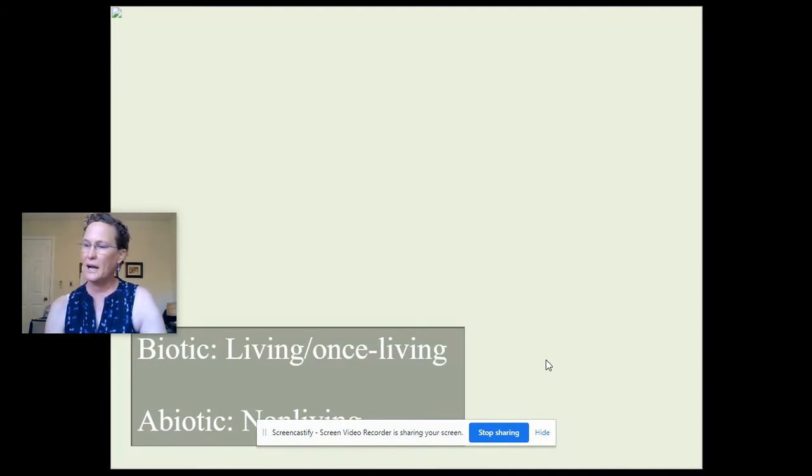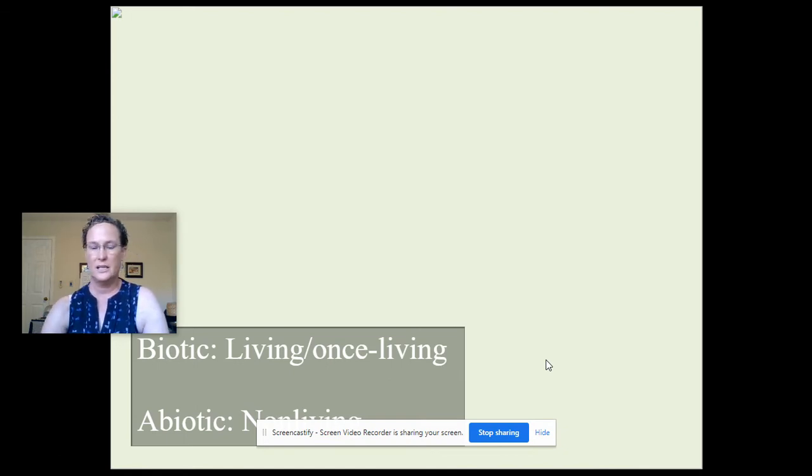Okay, so biotic and abiotic. Let's get into this just a little bit. Biotic is living or once living, so it's either living or dead, whereas abiotic is non-living. You're filling out the boxes on page 2 of the packet, and I'd like you to list 5 biotic factors in a forest and 5 abiotic factors in a desert. Abiotic, non-living. Biotic, living or once living.